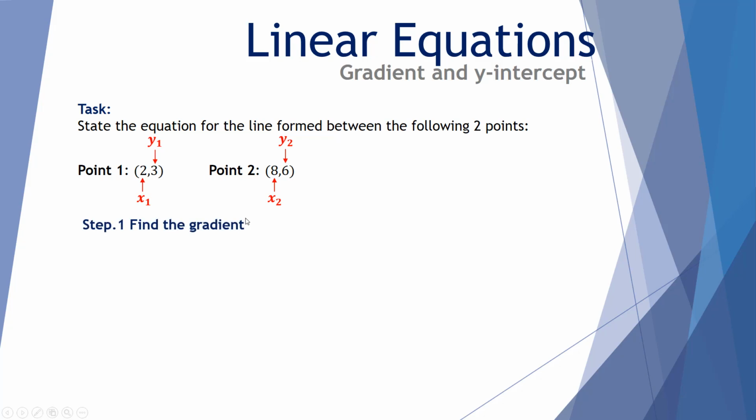So let's first of all do step number 1, finding the gradient. Our equation is m equals y2 take y1 over x2 take x1. Let's substitute these values in. To find the gradient between 2 points, 6 replaces y2, 3 goes in the spot for y1, x2 was 8, so it gets replaced by 8, and x1 is 2, so 2 is substituted in, which means our expression looks like this: 6 take 3 over 8 take 2. 6 take 3 is 3, 8 take 2 is 6, and 3 over 6 can be simplified to a half. So these 2 points have a gradient of positive 1/2.